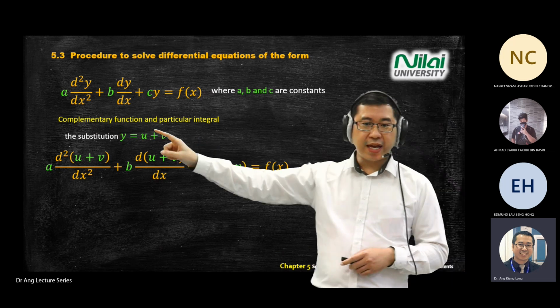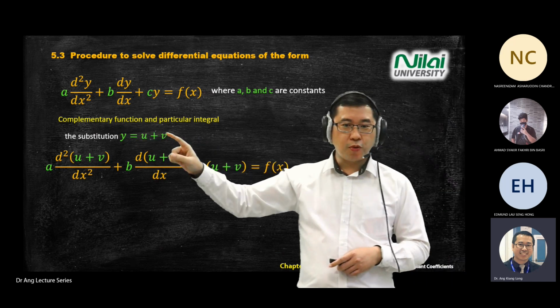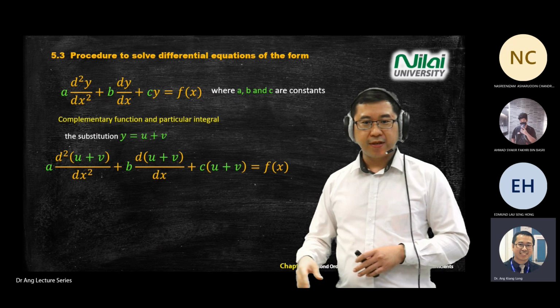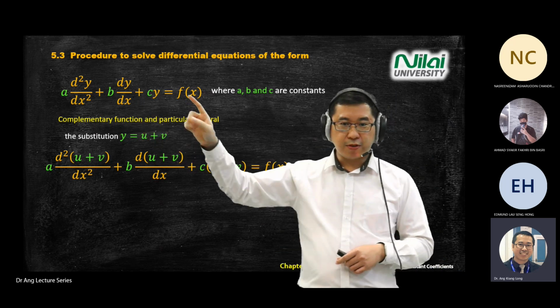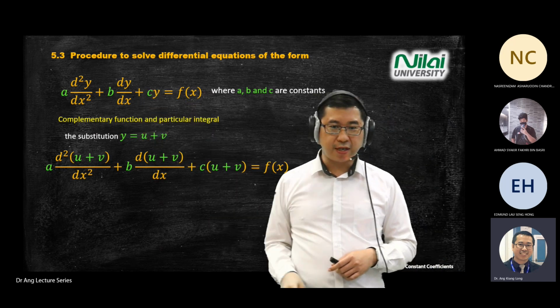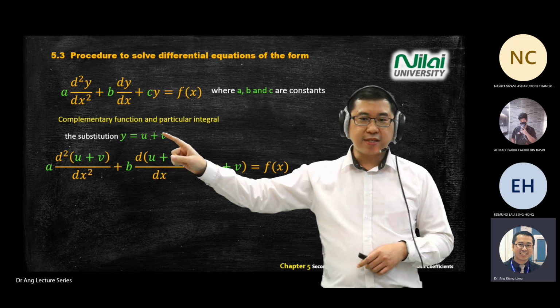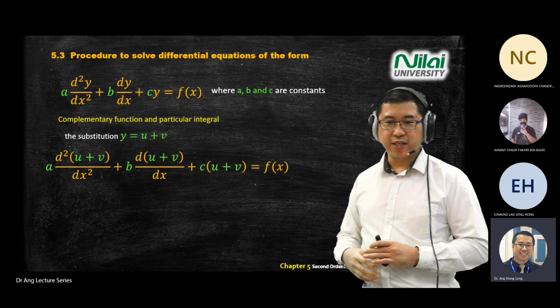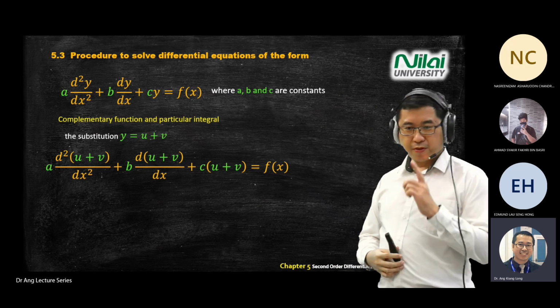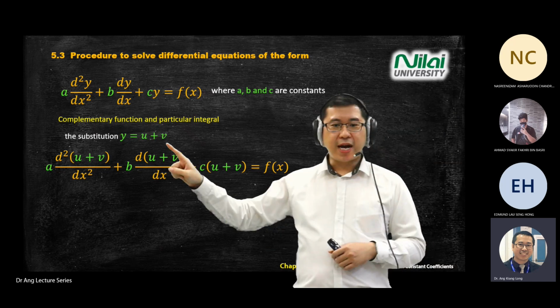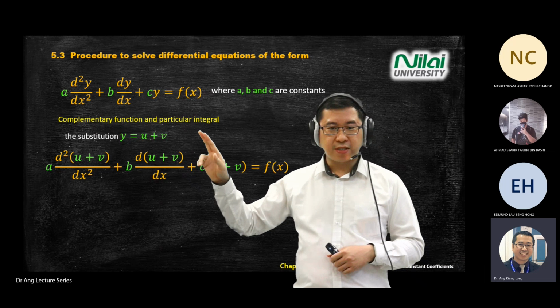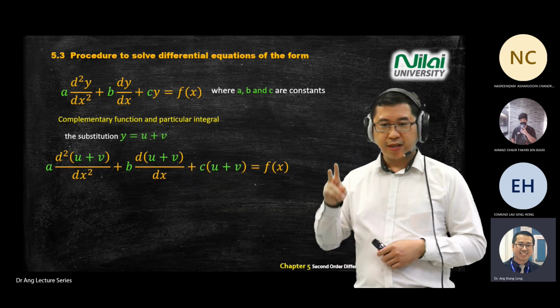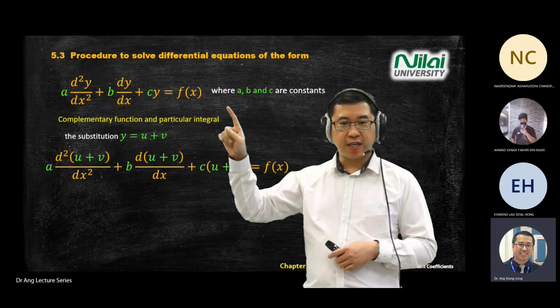After you write y equal to u plus v, second step, in the above equation, you see y, right? There's a y inside the equation. Use this equation and substitute this u plus v into the y location. First step, write y equal to u plus v. Second step, substitute into the equation.